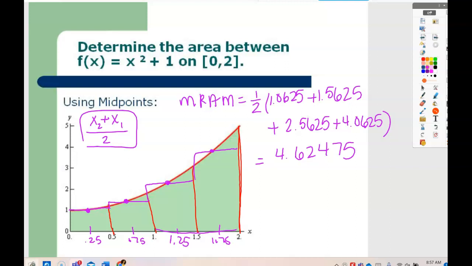So if you think about all of your LRAMs and RRAMs, MRAM in this case is probably the best approximation to the actual because it has the least amount of space above and under. They kind of like match each other.